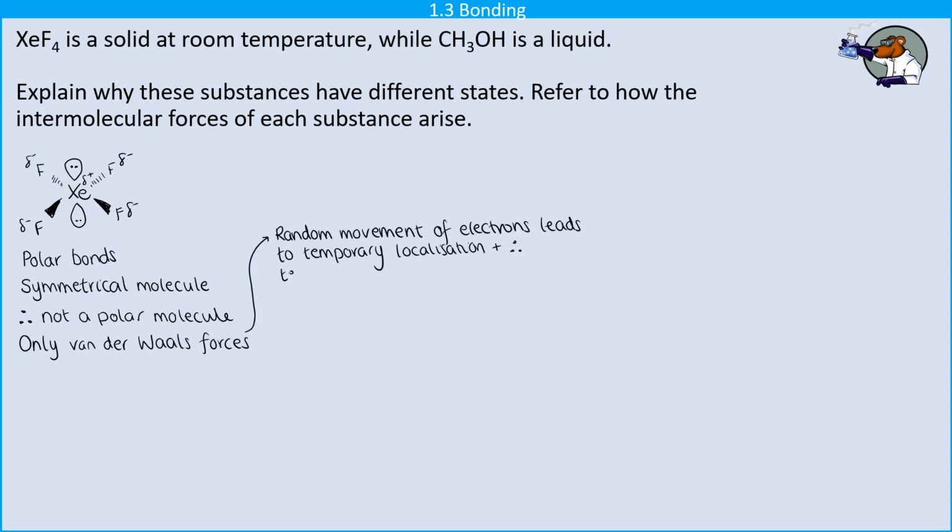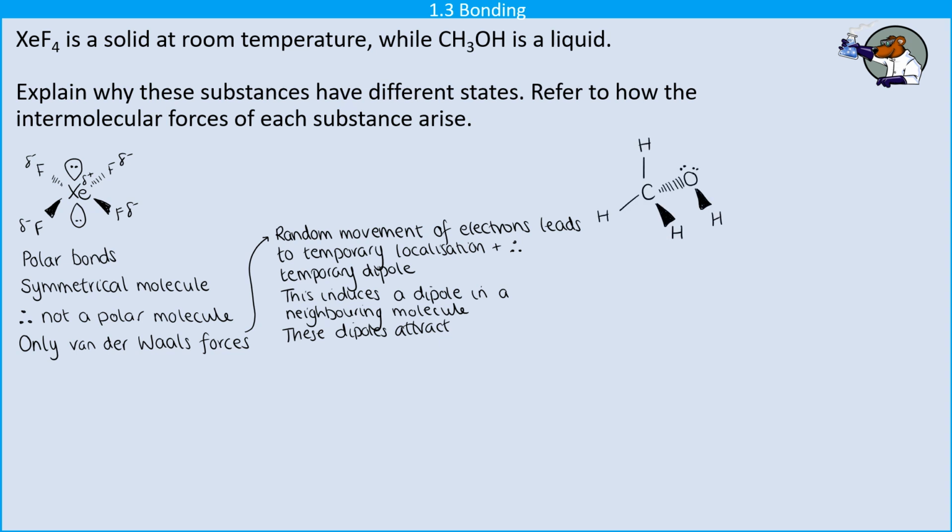Now, they've asked me about how these arise. So basically what happens is that there's random movement of the electrons around the molecule, and so at any one time, temporarily, you have slightly more electrons on one side of the molecule. So that leads to a temporary dipole in that molecule. And then that temporary dipole is going to induce a dipole in a neighbouring molecule. And then those two temporary dipoles are going to be attracted together. So that's what's causing my van der Waals forces.